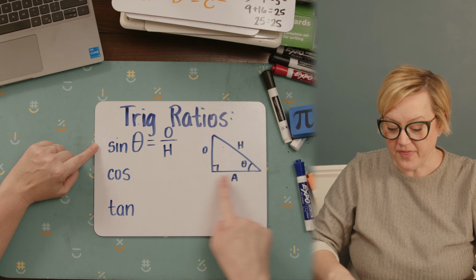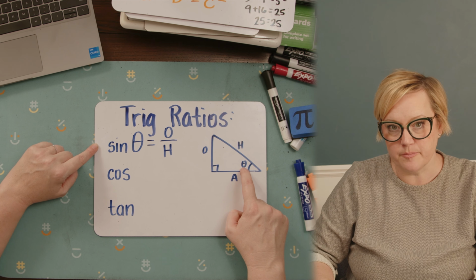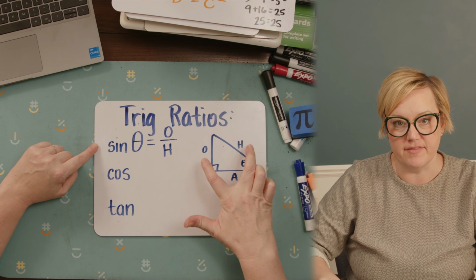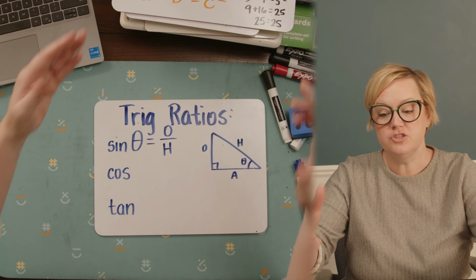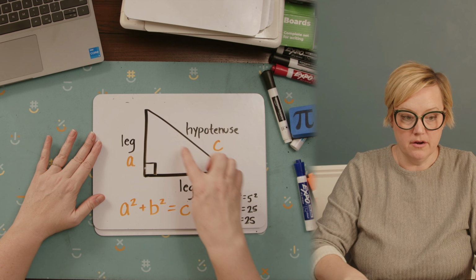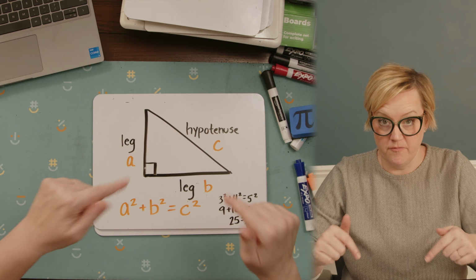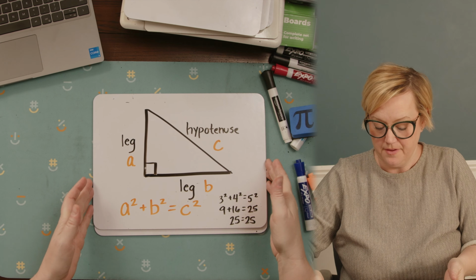No matter what the size of this triangle is, if that angle is a particular measurement, it's always going to have that same relationship. Okay, so just like no matter what these angles are, as long as it's a right triangle, it's going to fit into this relationship.